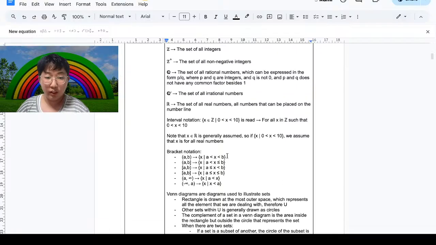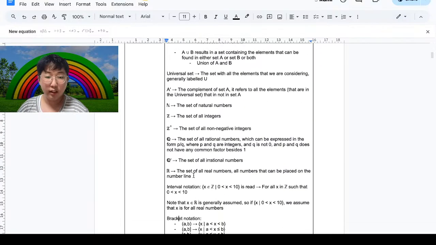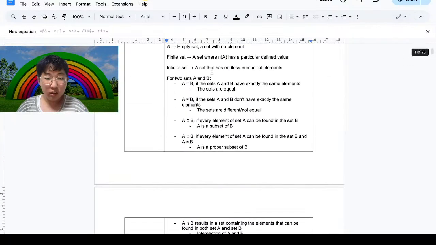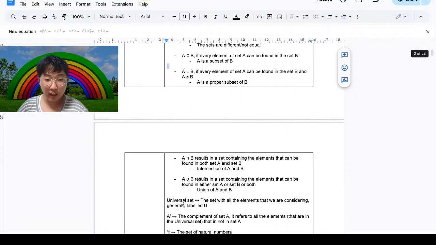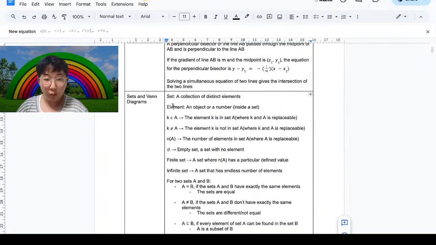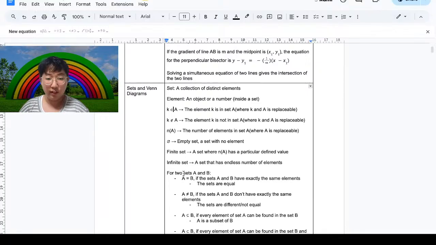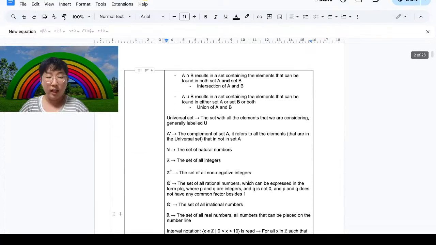So that's it for today. That's the bracket notation, and all the sets that we covered: the universal set, the functions or the notations, and we also looked at what sets and elements mean, the number of elements, empty set, finite and infinite sets, and the complement.